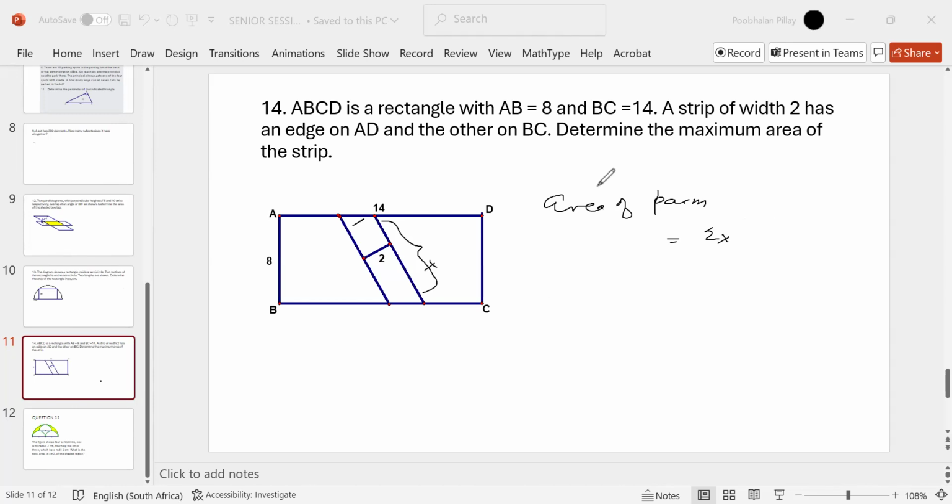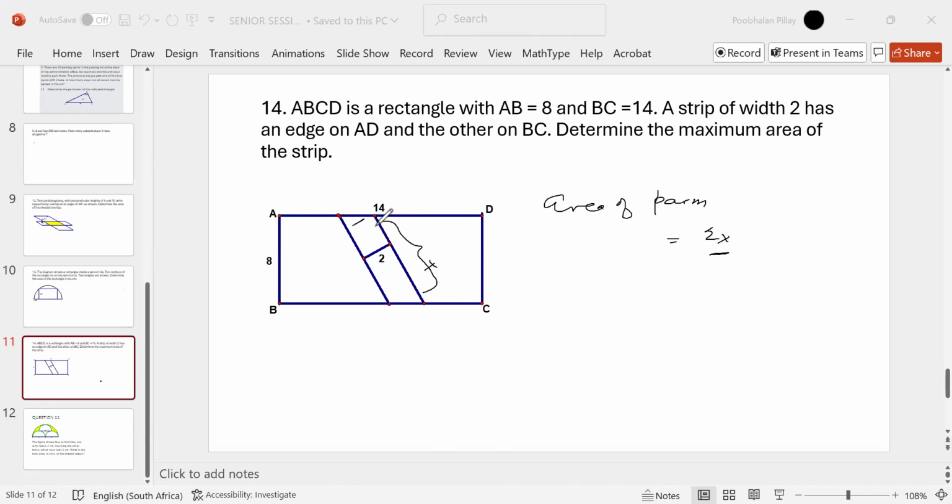Right. But they want the maximum area of the strip. You see, you can draw a strip like this with a height 2. Right. Now, how can you find the maximum area? The height is always going to be 2. So you want to see when is x the largest. That's then only you will get the largest possible area of the palm.